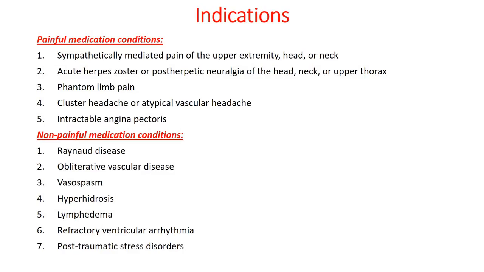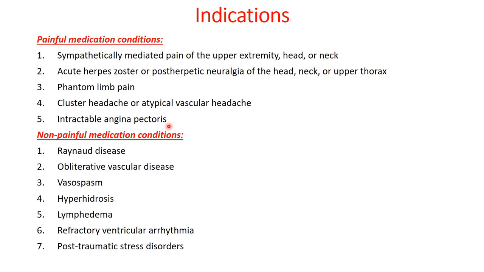Acute herpes zoster or post-herpetic neuralgia of the head, neck and upper thorax. Phantom limb pain is the most common thing which you will be getting in your practice. Cluster headache or atypical vascular headache. Intractable angina pectoris. The patient will be having a severe anginal pain, but they call it atypical chest pain. You would have done a TMT, it would have been negative, troponin would have been negative. Sometimes they do a coronary angiogram as well, and they will come to me saying that the patient is having chest pain. For those patients, we do perform stellate ganglion block.